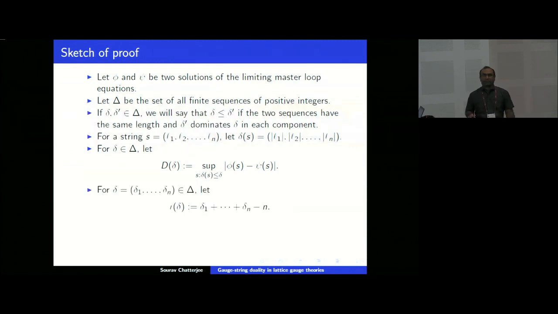There is one other important thing: for any finite sequence of integers, define an index as the sum of the integers minus the number of integers. So n can vary. You see, the sum of the deltas minus n. So you define this index.